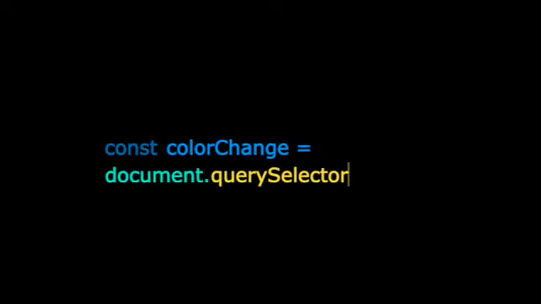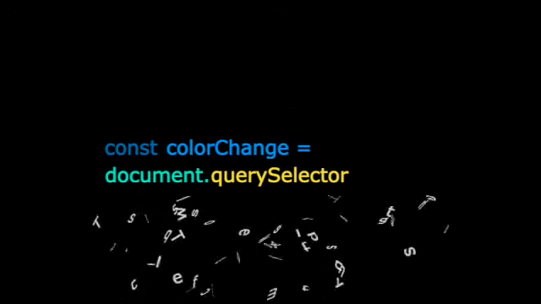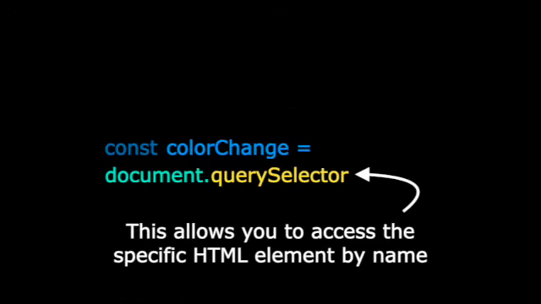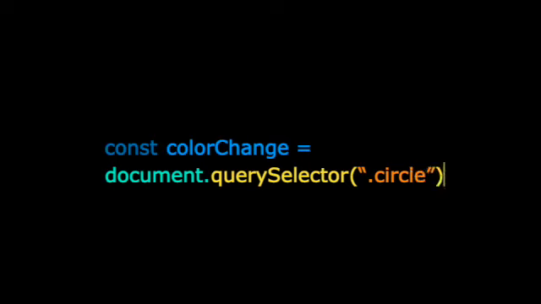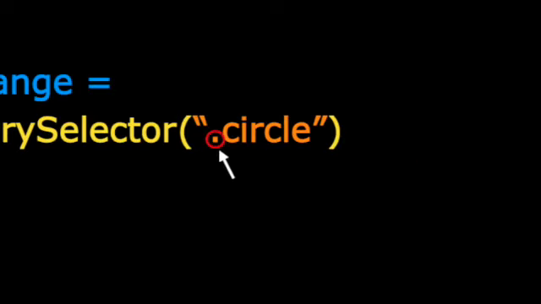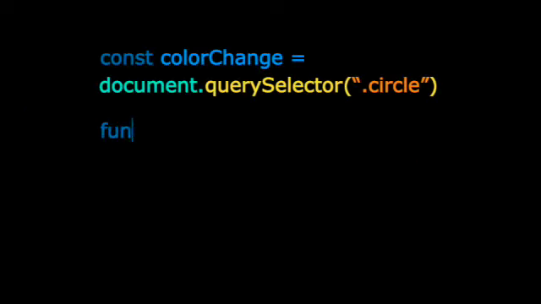The value is going to use 2 parts. The first part is the document, which is what we are coding. The second part is the method called querySelector. This allows you to access the specific HTML element by the element name, or in this case, by the class name, which is circle.